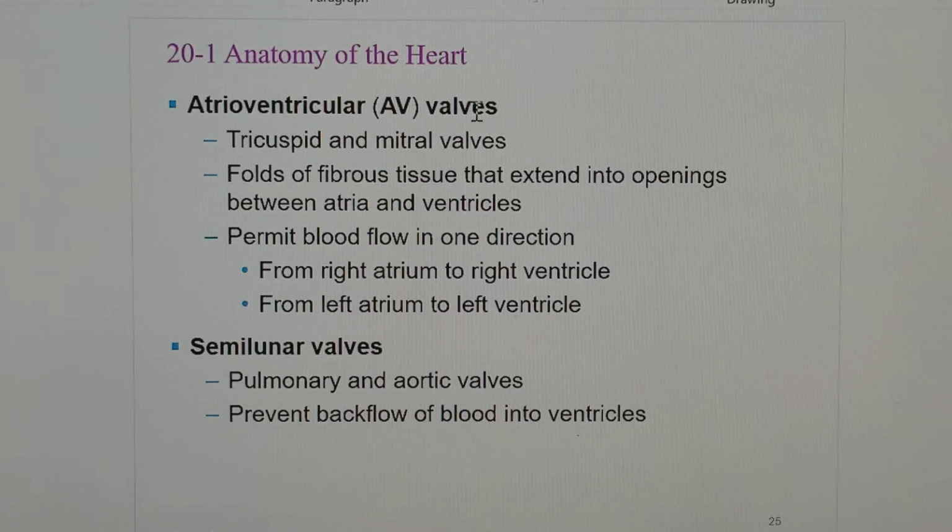They have names, tricuspid and mitral valve. They have folds of fibrous tissue that extend into openings between the atrium and the ventricles. They permit blood flow in one direction, from right atrium to right ventricle, from the left atrium to the left ventricle. Again, they're one-way valves. When they close, blood can't be exchanged between the ventricle and the atria.